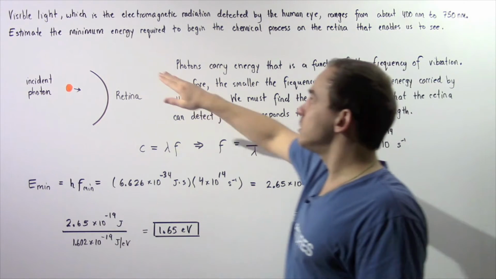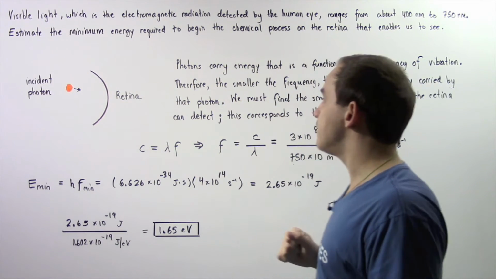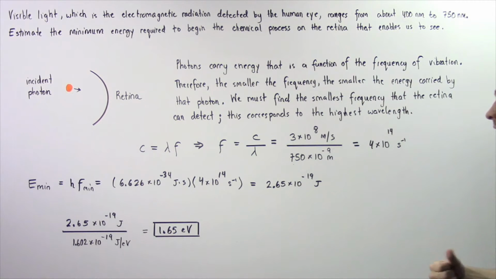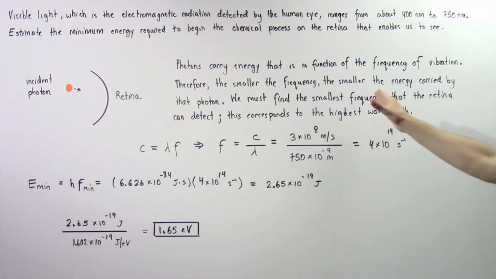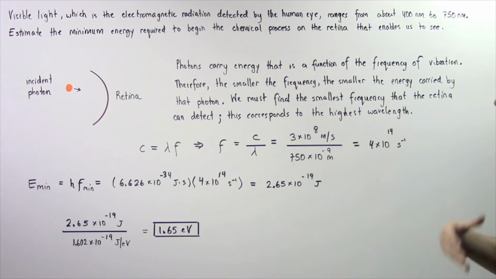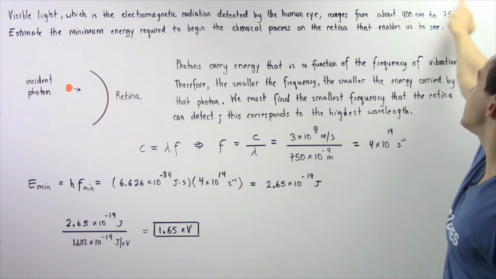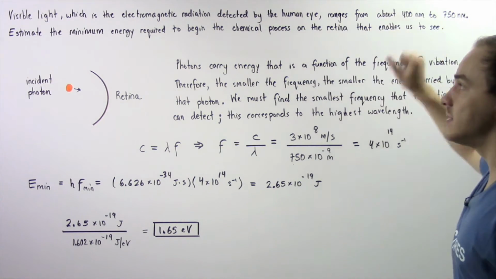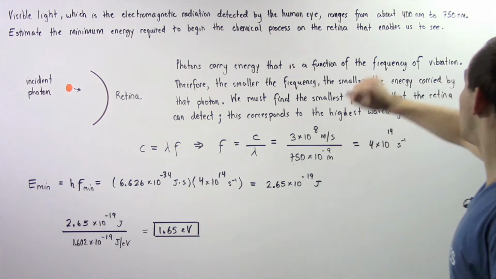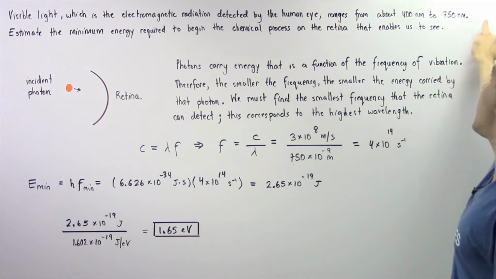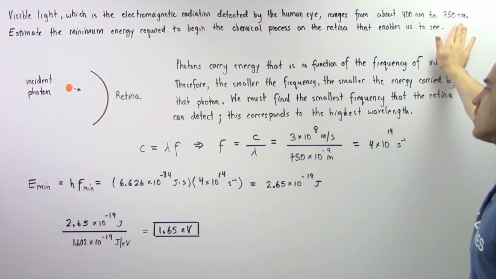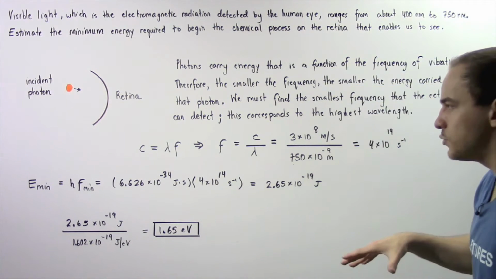Because we're looking for the minimum quantity of energy that our eye can detect, we must find the smallest frequency that the retina can detect. This corresponds to the highest wavelength. Because this is the range that is detected by the retina of the eye, we're looking for the highest wavelength, which corresponds to the lowest frequency.